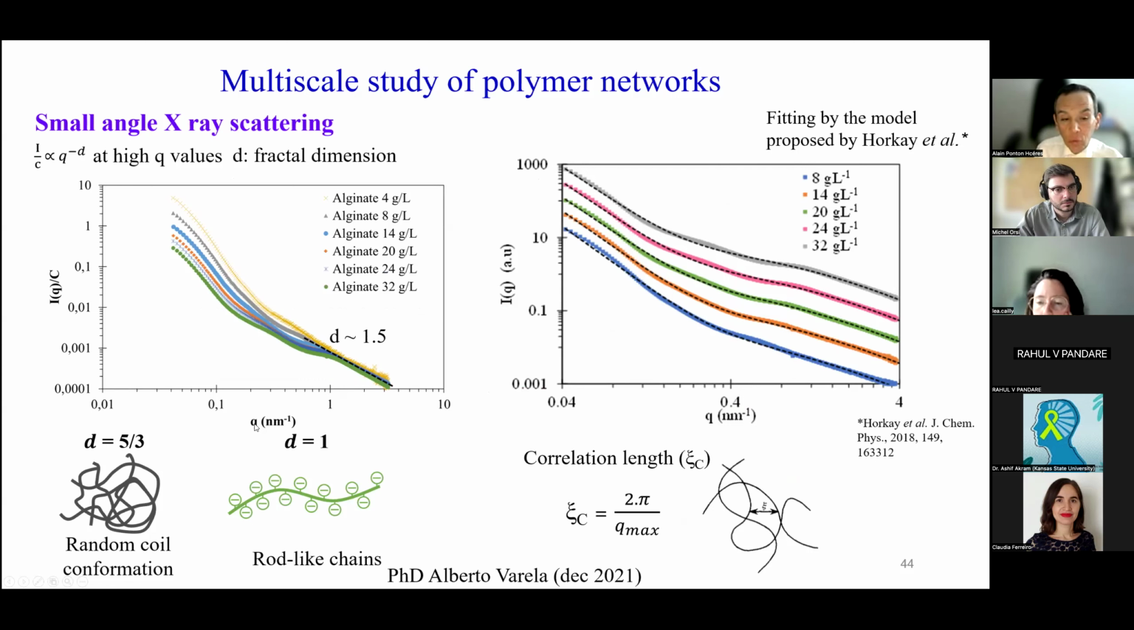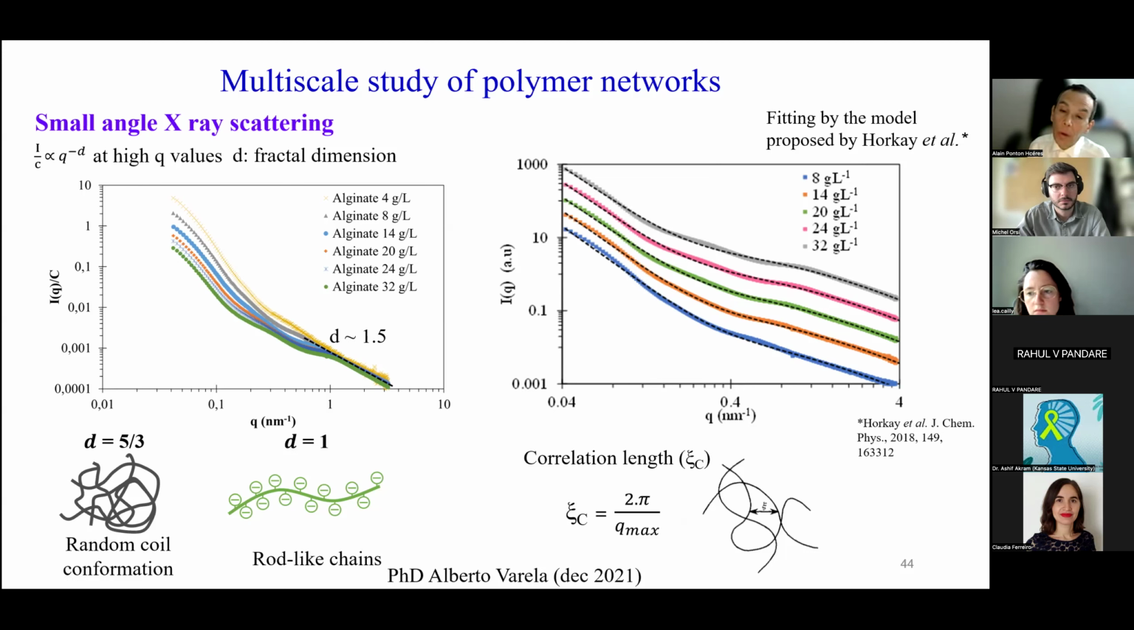If you want to get some qualitative information, in this range of Q, all the curves collapse. You have a power law, and from this power law, you can deduce a fractal dimension. You have some theoretical models to predict the value of the fractal dimension, and typically this value is between random coil conformation and rod-like chain. So you can deduce some information about the conformation of the polymer chain.